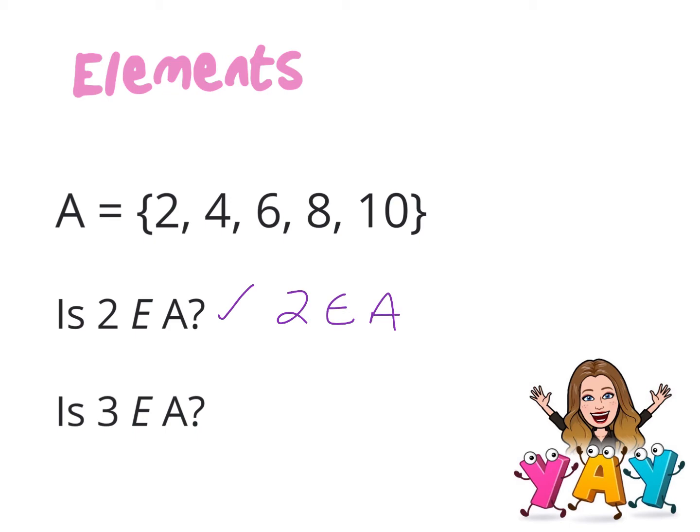Now if we see, is 3 an element of A? Well, 3 doesn't actually feature at all in A, so we say that it is not. We say 3 is not an element of A. So this symbol means that it is an element of, and this symbol means that it's not an element of. And an element is the number of objects within a set.